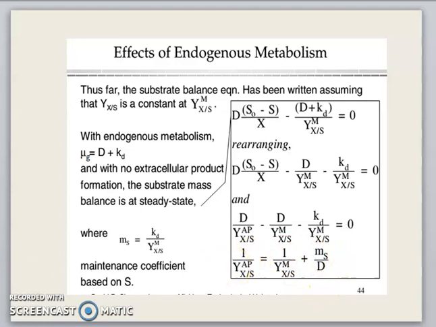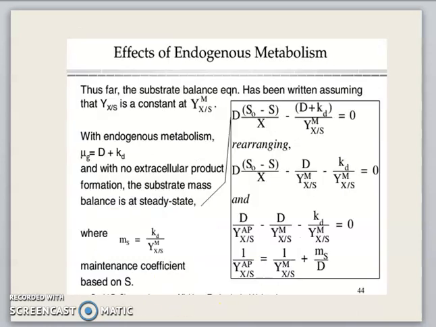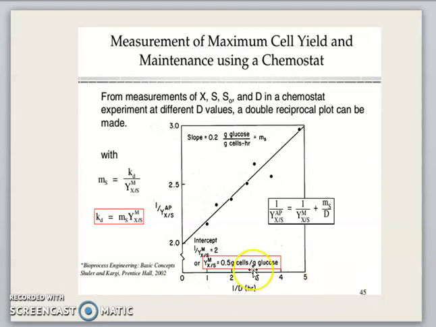The y-axis is 1 over Y xs apparent, and the x-axis is 1 over D. From this plot, we are able to calculate the value of the maintenance coefficient based on substrate, so that later we can get the Kd value.